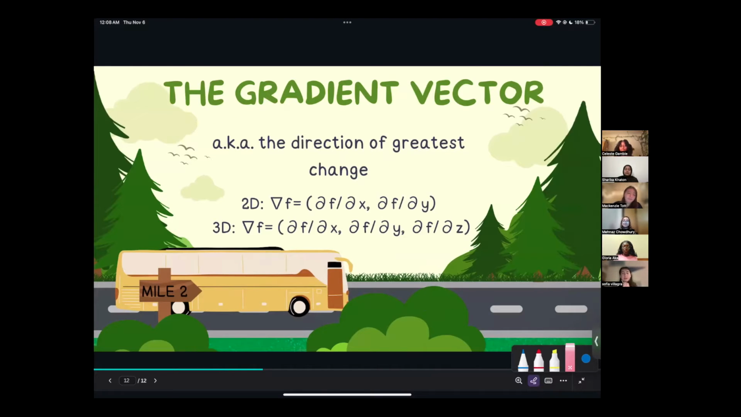So the next topic we're going to be covering is the gradient vector, also known as the direction of greatest change, which you can also find at a specific point by plugging in a specific point. For 2D, it's just notated with the upside down triangle f. The x component is the partial derivative of the function f with respect to x, and the y component is the partial derivative of f with respect to y. And then in 3D, same deal. The x and y components are the same, and then there's the third component, the z component, which is the partial derivative of the function f with respect to z.